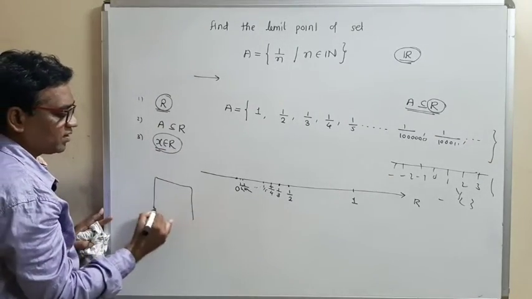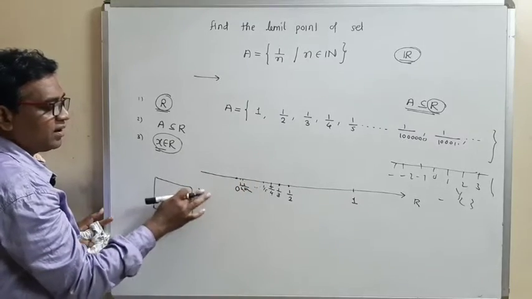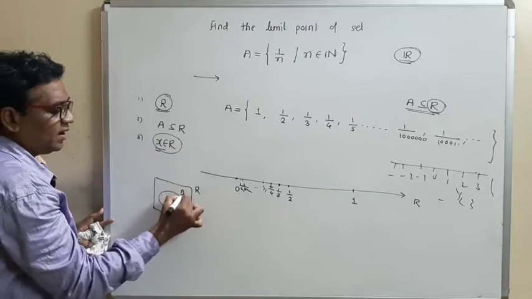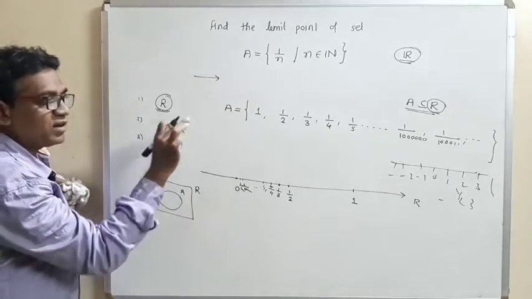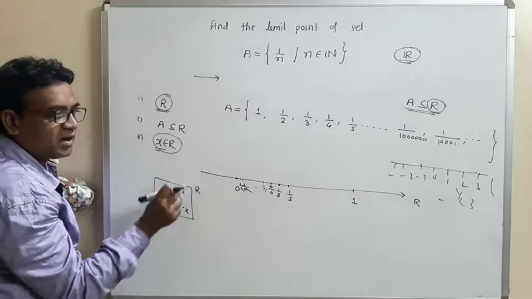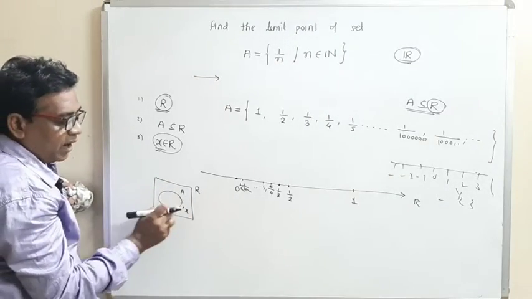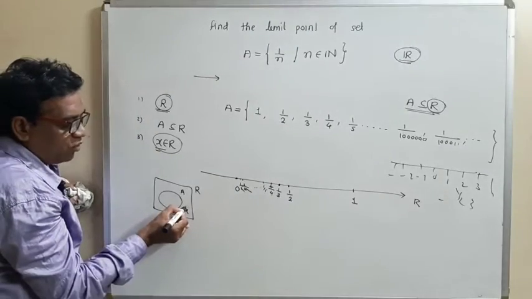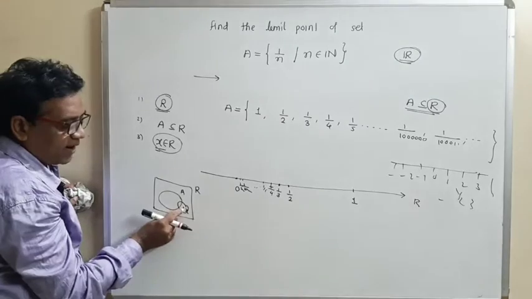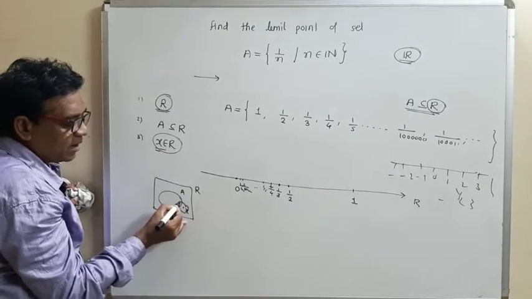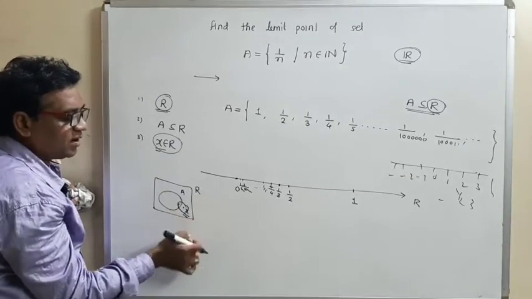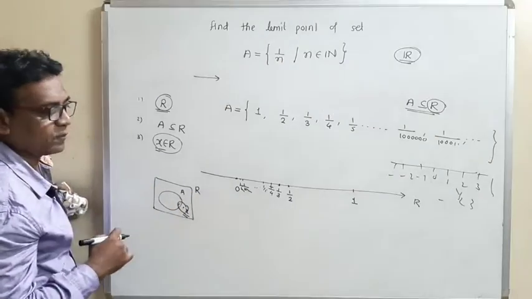Suppose this is our space R, the given space. We have taken some subset A, which is a subset of R. Then what is the definition of a limit point? This point X is called the limit point if we find that every open sphere S with center at X and radius r contains infinitely many points of A other than X. Then this X is called the limit point of set A.